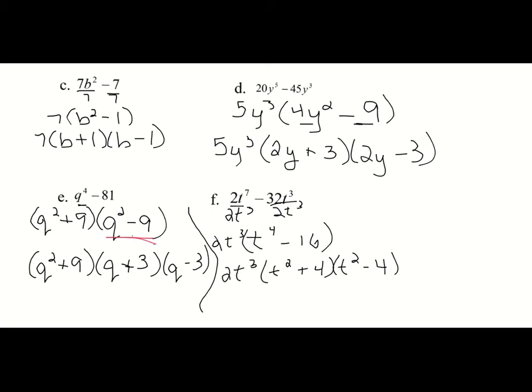plus 4, it's addition. I can't do anything with it. It's not factorable right now. But t squared minus 4 is, I can do difference of perfect squares again. So I'm going to have 2t cubed times t squared plus 4. And then it's going to be t plus 2 times t minus 2, because the square root of t squared is t, the square root of 4 is 2. So you do want to be on the lookout for those. Make sure you factor everything completely. So once you do the factoring, can you factor again?